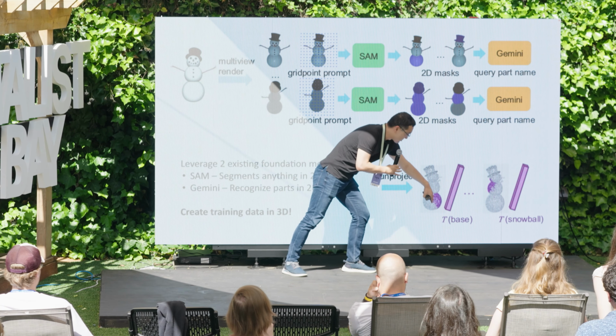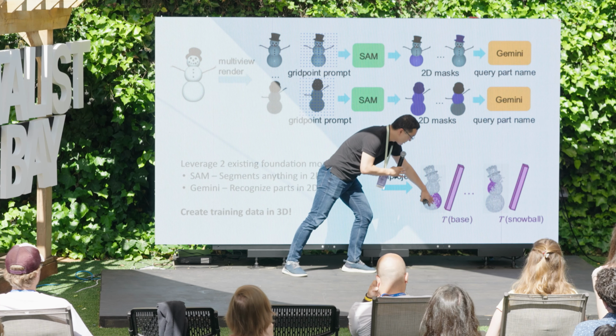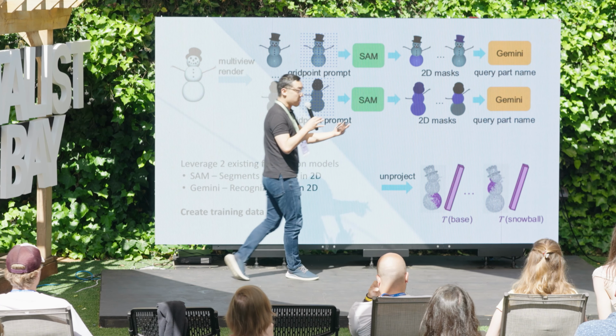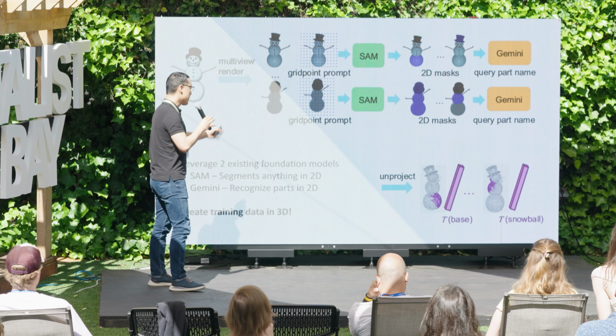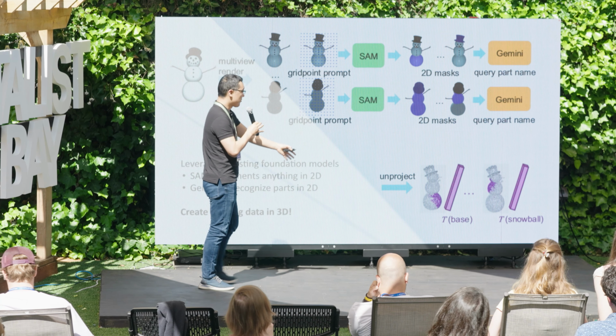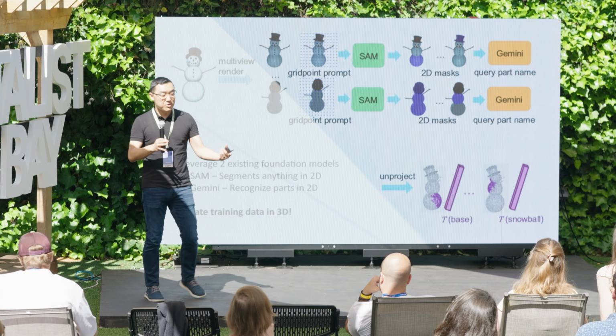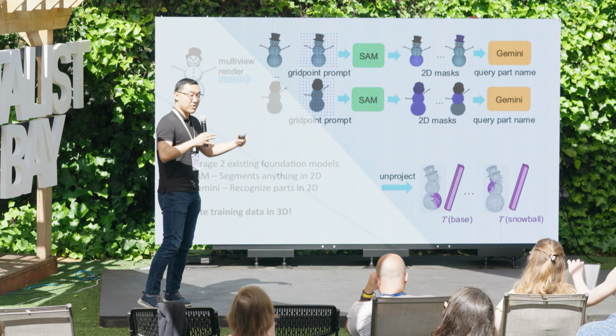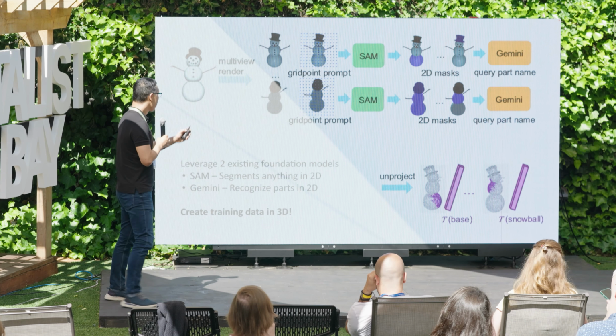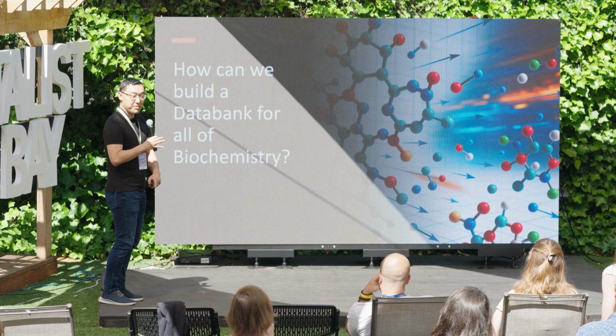So you have a 3D object from a particular view. I know that these points from this view correspond to the base of the snowman. We generated millions of data points that look like this. And then we trained a brand new foundation model. So we use existing foundation models to train new foundation models. OK, so this will be my last thoughts.